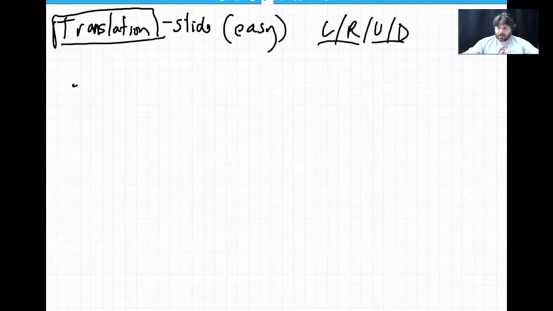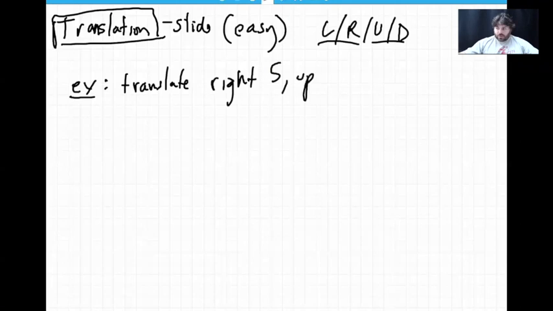Okay, so let's look at an example. This is pretty quick and easy. So let's say we translate right 5 and up 2. Now you got to know this notation. This is the only tricky thing.